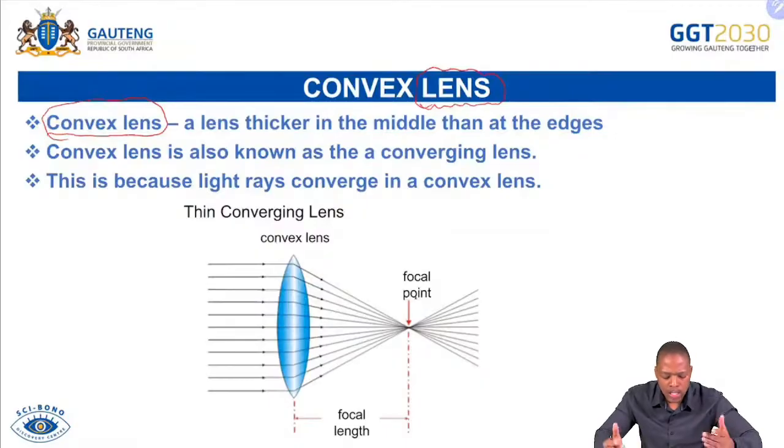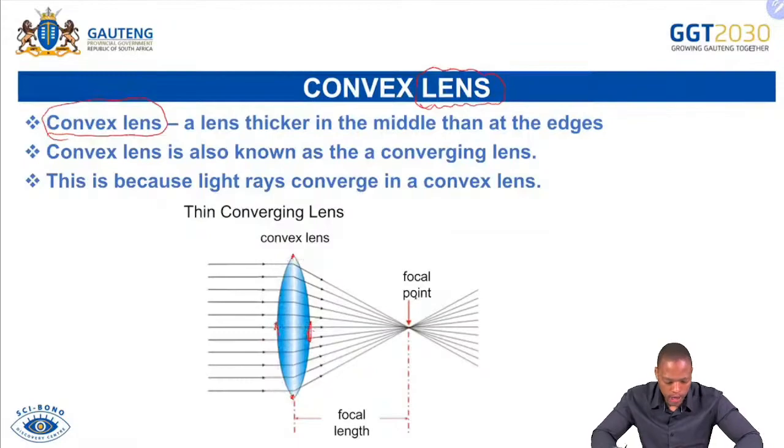A convex lens is the one that is thicker in the middle than on the edges. As you can see, the edges of the convex lens are very thin, while the middle of the convex lens is thick. So the convex lens is thicker in the middle and thinner at the edges. And that is enough definition for you there. Even if they say differentiate between a convex and a concave lens, you say convex is thicker in the middle and thinner at the edges. You should get your marks there.